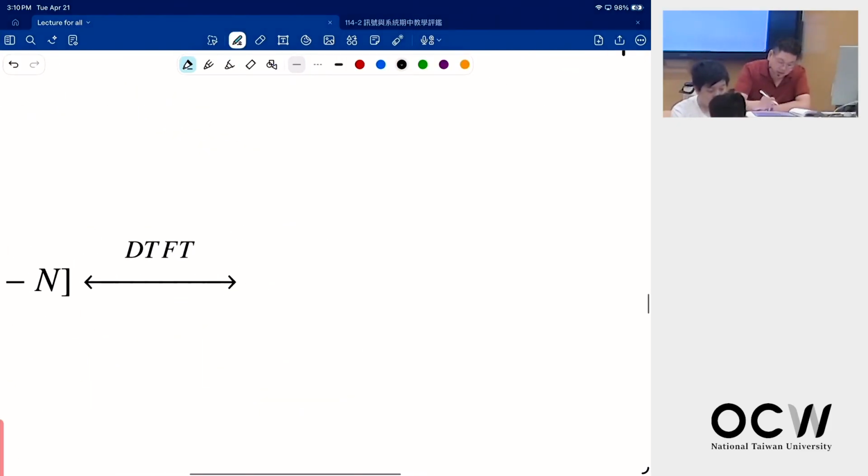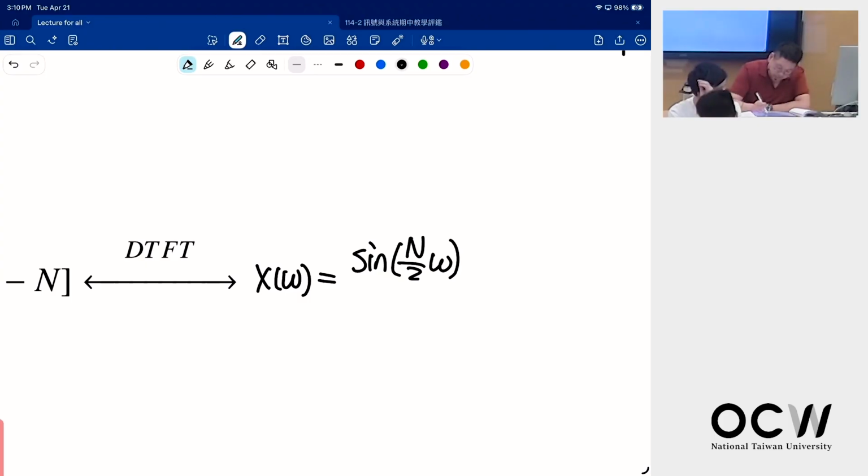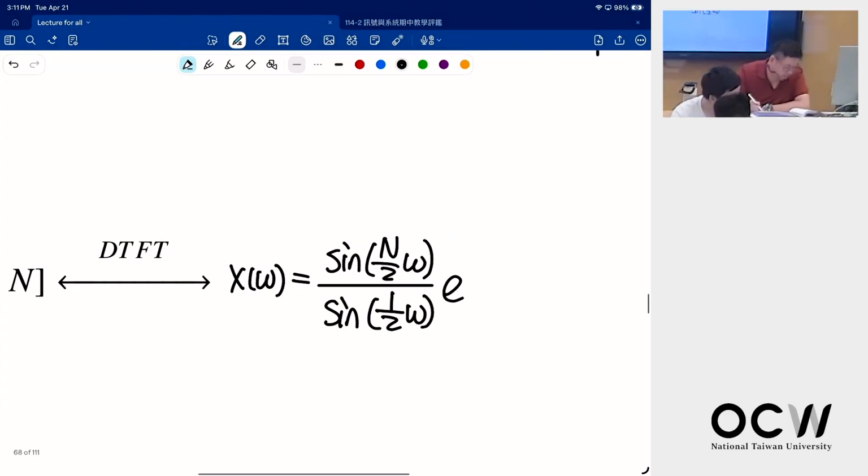Let me give you the answer, then let's take a break. That's sine of N over 2 omega, divided by sine of 1/2 omega, times exponential.